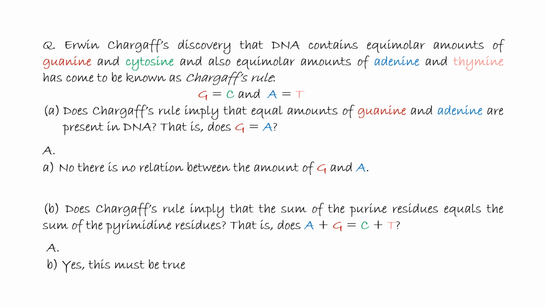Erwin Chargaff's discovery that DNA contains equimolar amounts of guanine and cytosine, and also equimolar amounts of adenine and thymine, has come to be known as Chargaff's rule: G equals C and A equals T. Does Chargaff's rule imply that equal amounts of guanine and adenine are present in DNA? That is, does G equal A? Of course, the answer is no. There is no relation between the amount of G and A.